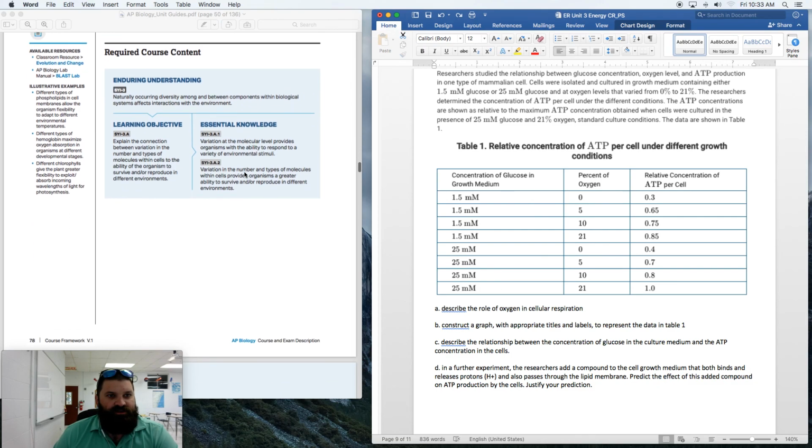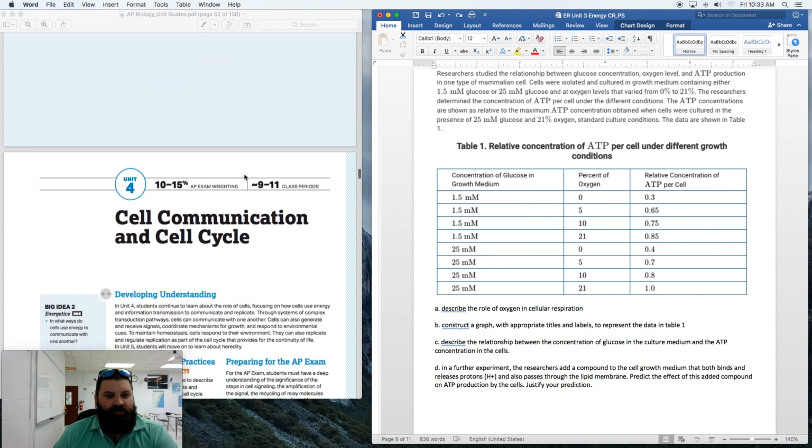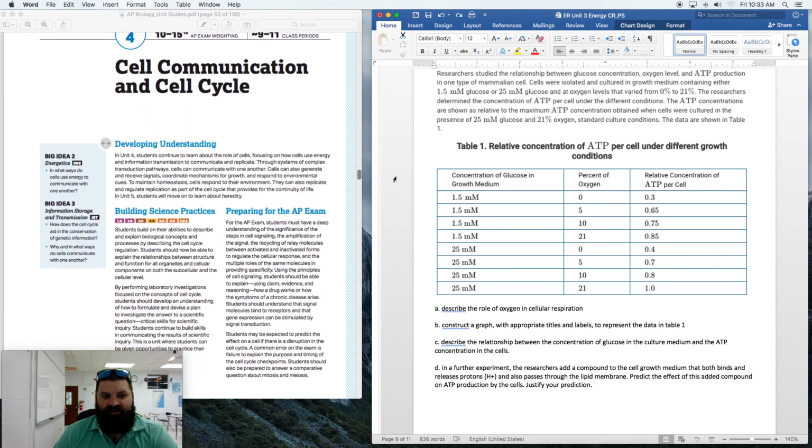And that gets us through topic 3, and I'll push out topic 4 later, which is cell communication in the cell cycle, signal transductions, etc.